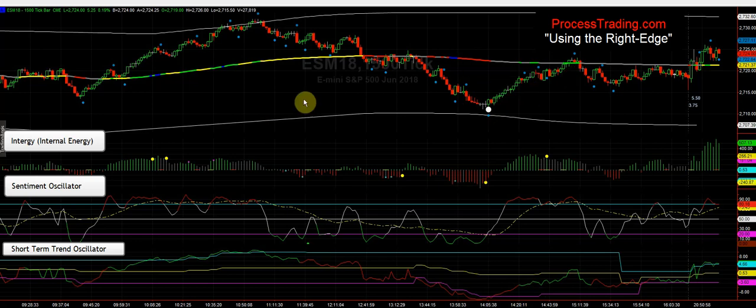So that's the way I thought we'd do it today, just to show you that the system is going to probably identify the same trades that you would take and show you why they are good probability trades and how to trade them with low risk.